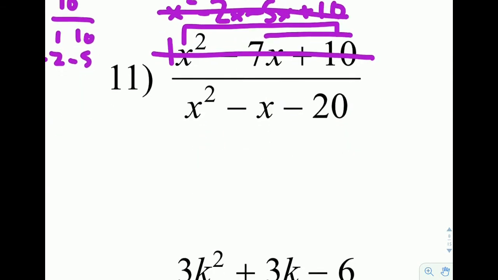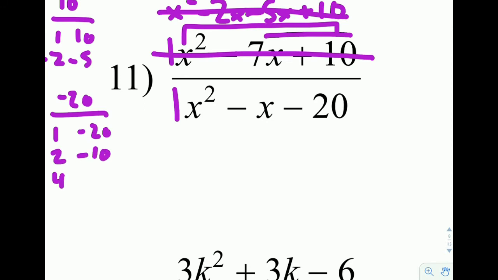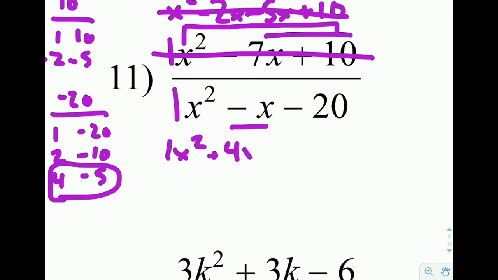Need to factor the bottom as well. Looking for, I have a 1 out front here, so two numbers that multiply to negative 20. 1 times negative 20 is negative 20. And I can do 1 and negative 20, 2 and negative 10, 3 doesn't work, 4 and negative 5, and I want to add up to negative 1. So this one is going to be my winner here. So I'm going to rewrite this, 1x squared plus 4x minus 5x minus 20.